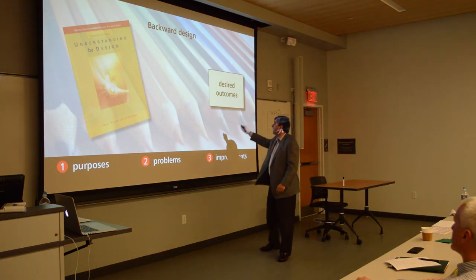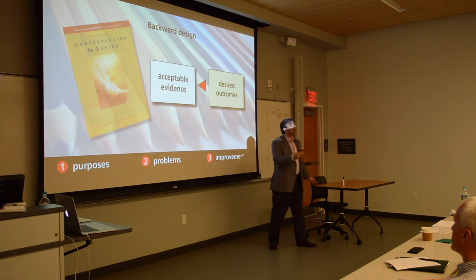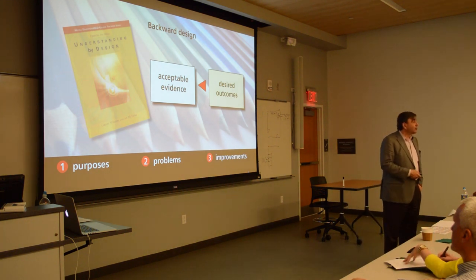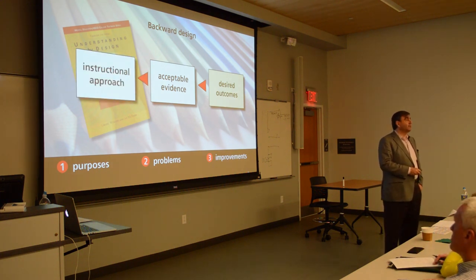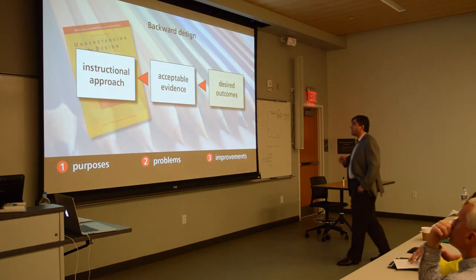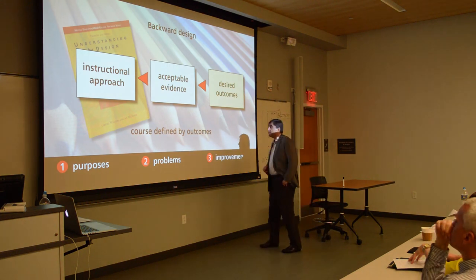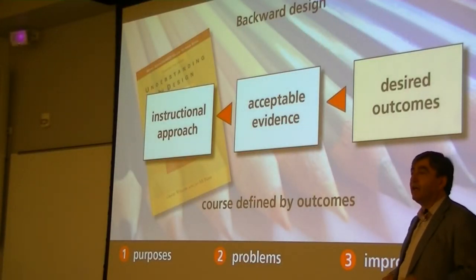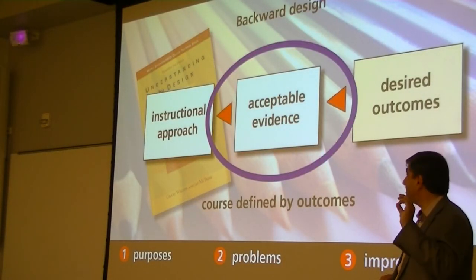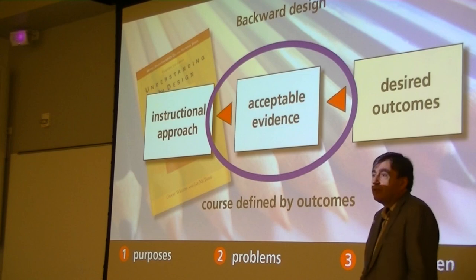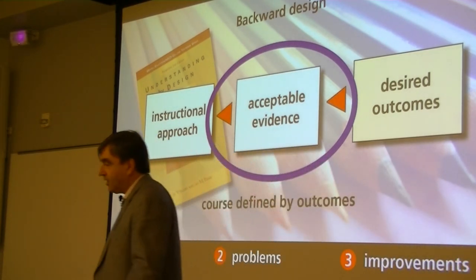And in order to see if you formulated good desired outcomes, you ask yourself, what evidence am I going to accept? And if you can't think of any evidence, then probably your outcome has not been well defined. And only then do you ask yourself, what am I going to do in class in order to maximize this output? If you use this backward design, the course is defined by the outcomes rather than by the input. But even better, you have started to think about the assessment right at the beginning of your course, rather than waiting and being forced to come up with a metric that might not mean that much.